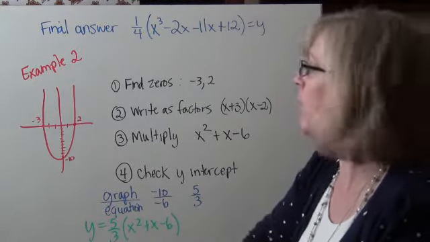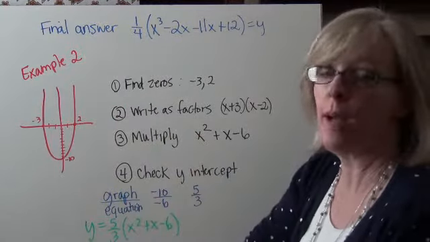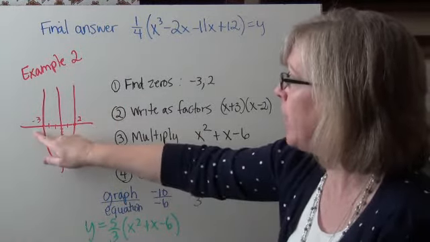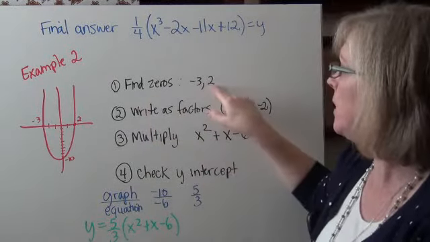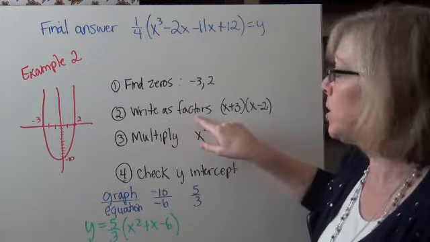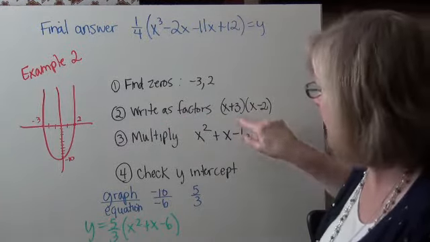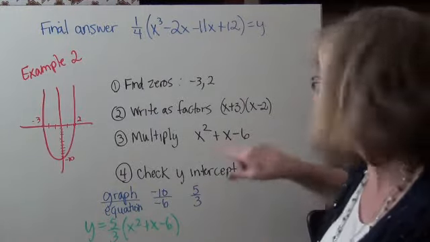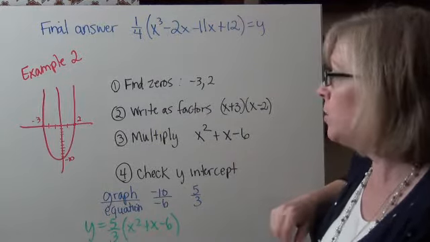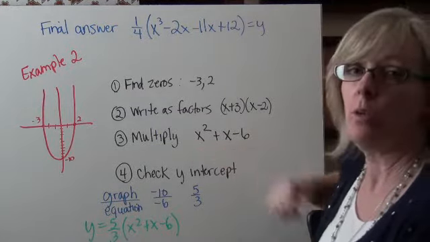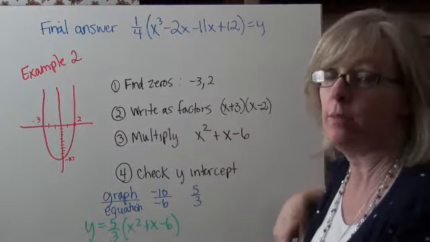Okay? Let me show you another one so we can make sure you understand. Example number 2, here I have a parabola. I see that my zeros are -3 and +2. So in order to write that equation, step 1, take those zeros and write them as factors. X plus 3, x minus 2. Next thing I'm going to do is multiply those 2 factors together, and I get x squared plus x minus 6. Okay? So this is the simplest quadratic expression that would model that graph right there.